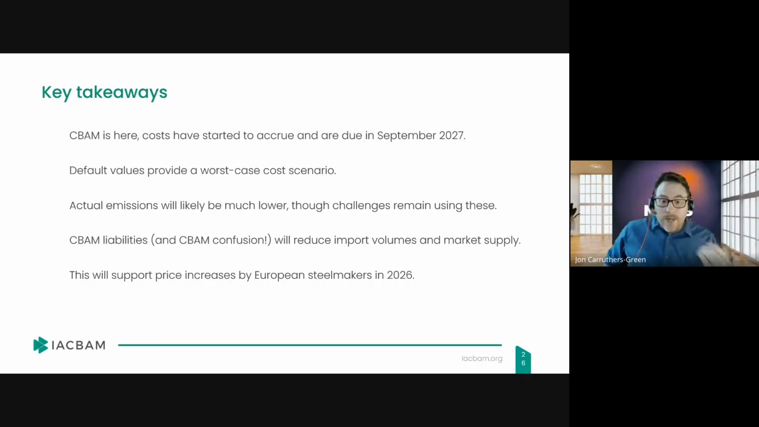However, whether it's confusion or actual price changes or the potential for future prices, this has reduced import volumes, and this has helped steelmakers put up prices. And we expect that to continue through at least the first half of 2026.